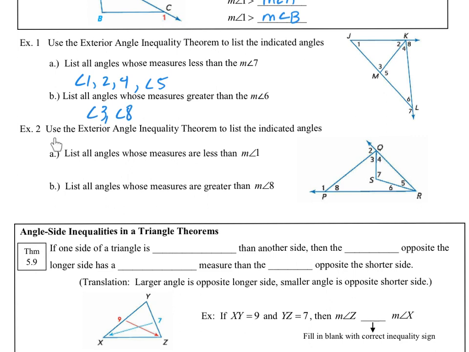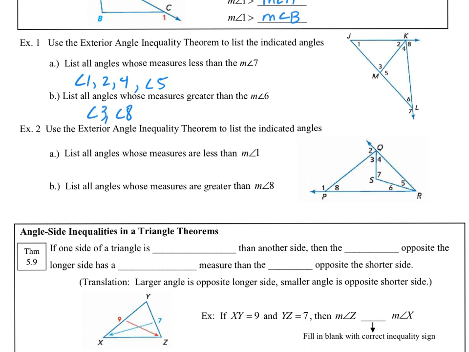Example 2 says, use the exterior angle inequality theorem to list the indicated angles again. So let's list all angles whose measures are less than the measure of angle 1. So angle 1 is an exterior angle to this triangle PQR, okay? So we know that angle 1 would be larger than this whole angle. So if it's larger than the whole angle 3 and 4 added together, that means it would be larger than 3 and 4 individually. And also, excuse me, the measure of angle 1 is bigger than this angle, so that means it would be bigger than 5 and 6 individually.